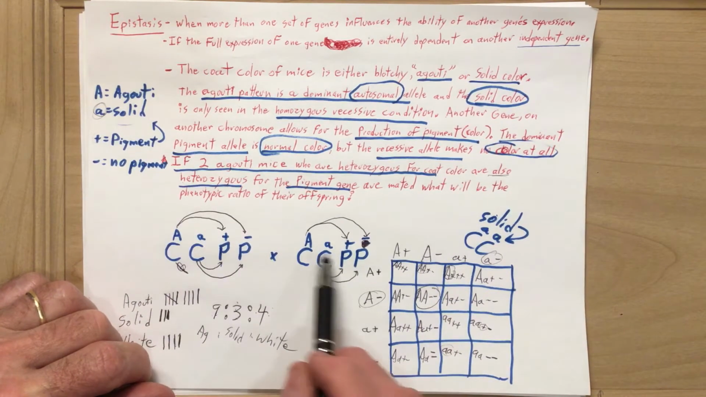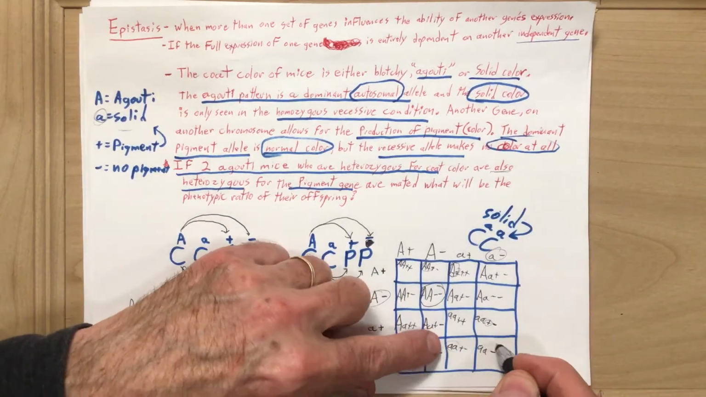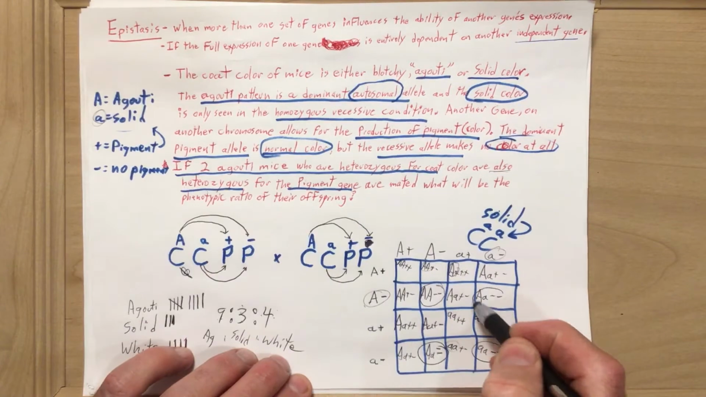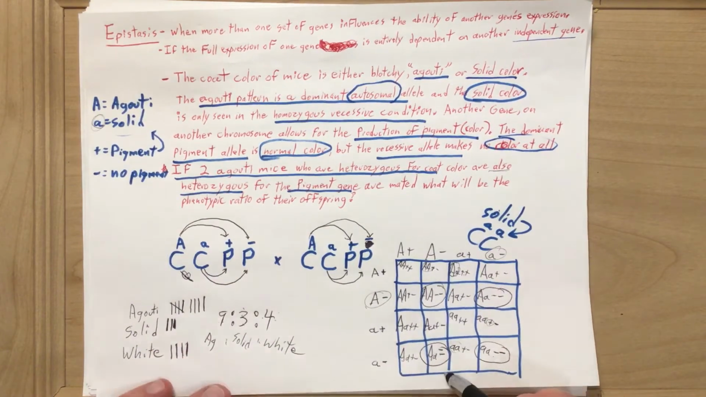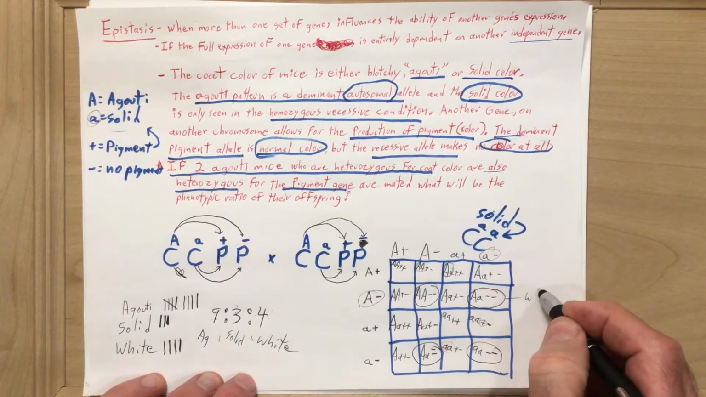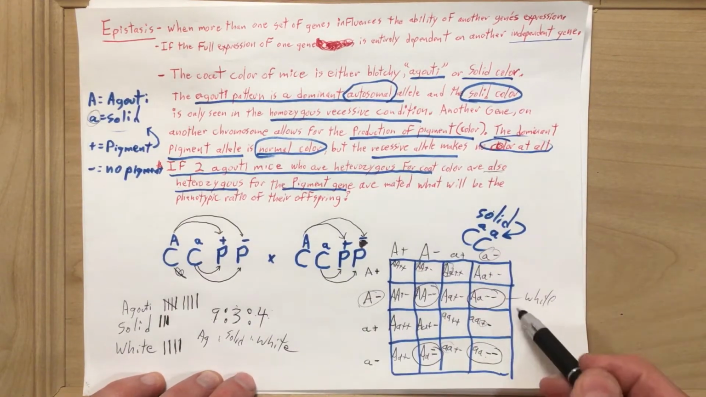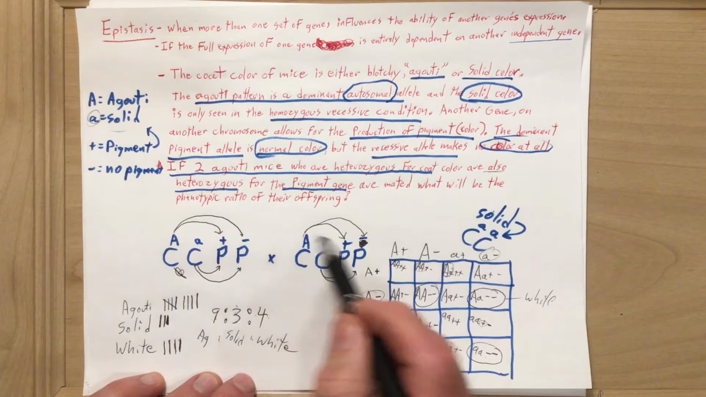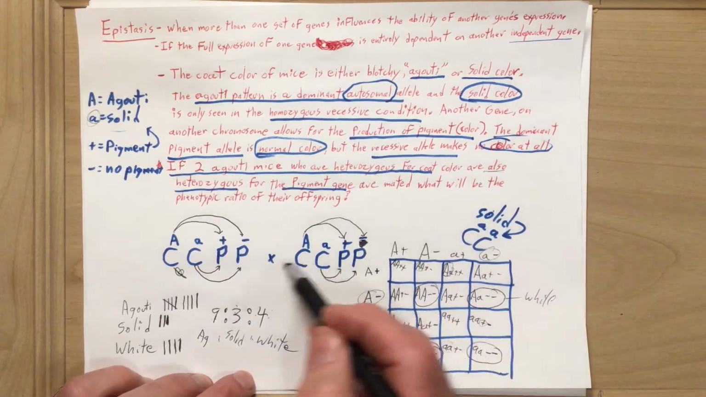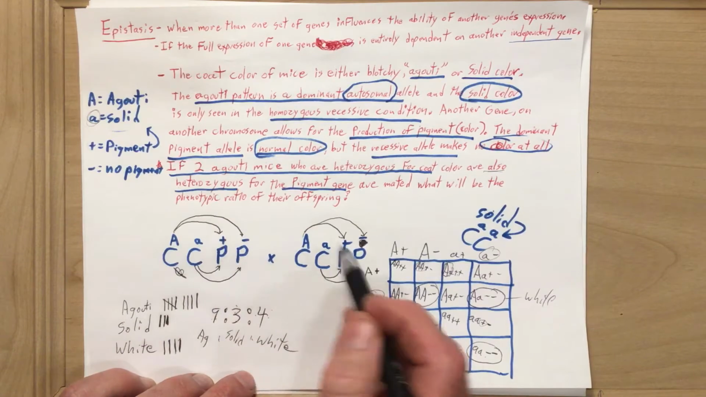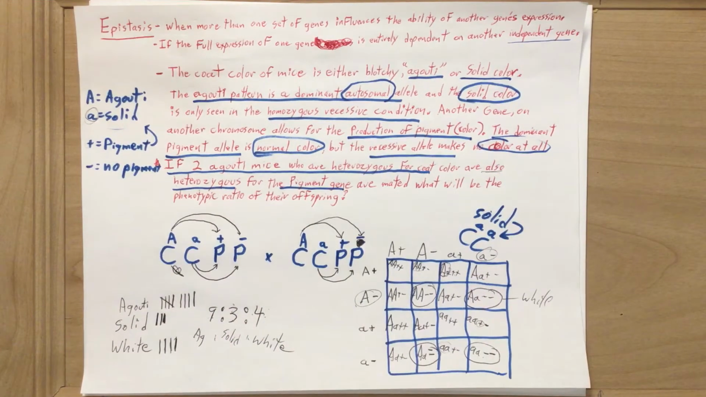So if you end up in any case having two negatives, like this one, this one, 1, 2, 3, 4, those end up being white. Those mice are white because they can't make any pigment at all. So it doesn't matter what this other gene is doing. Since this other gene is working on the difference in the color of the coat, that one doesn't make any difference. If you can't make any pigment, you can't make any color at all anyway.